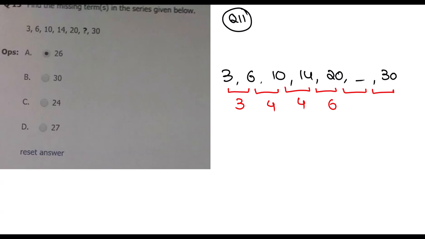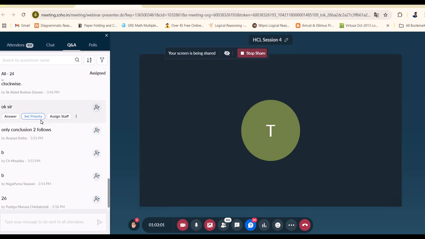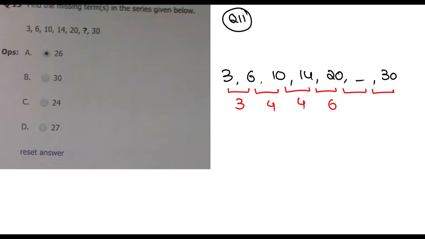Option, what are they marked? Don't worry about it. It may be different also. What's your answer? 26, by one of the friends. Okay, rest, please check that.